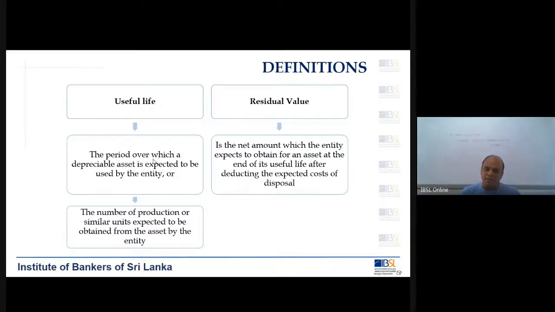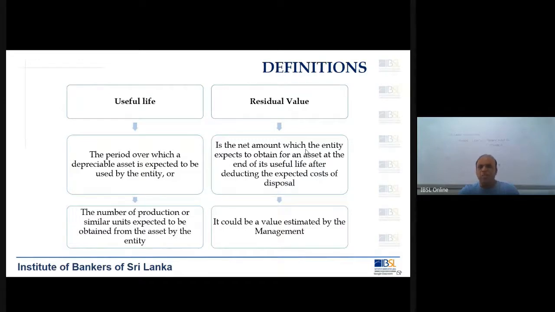But the interesting part is that to get it disposed, you need to pay a cost. So that is why it says: what the entity expects to obtain for an asset at the end of its useful life, after deducting the expected cost. Now, for computer items, if you are doing e-waste disposal, then obviously it is going to cost you. There is no benefit to you. It is an additional cost to you.